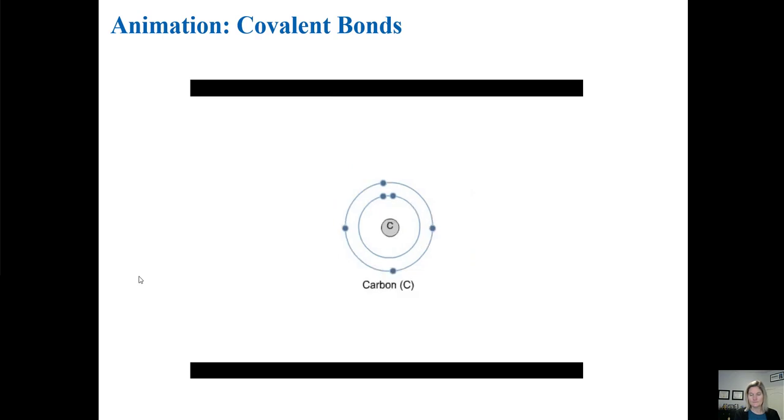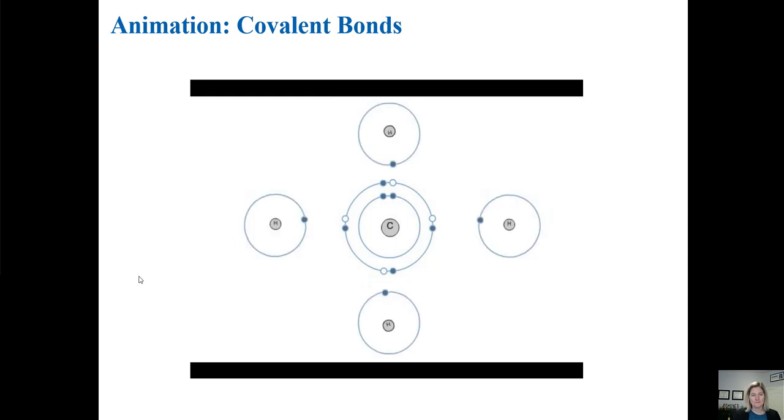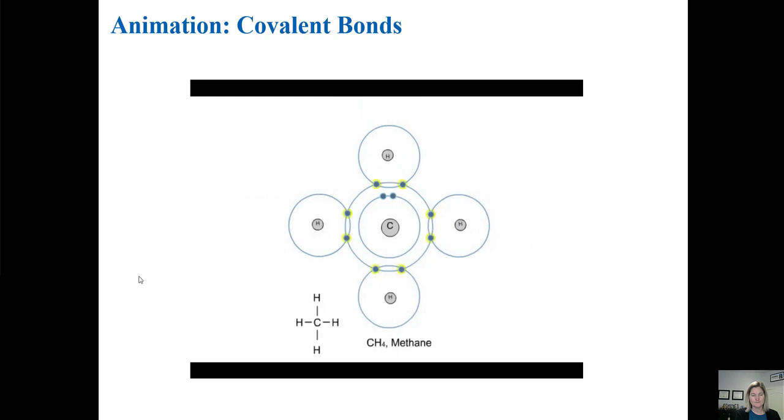A carbon atom needs four electrons to complete its outer shell. It can share electrons with four hydrogen atoms, forming a methane molecule containing four single covalent bonds. Methane is a compound, a substance formed by the combination of two or more elements. We call methane natural gas. It is the fuel burned in gas stoves and furnaces.